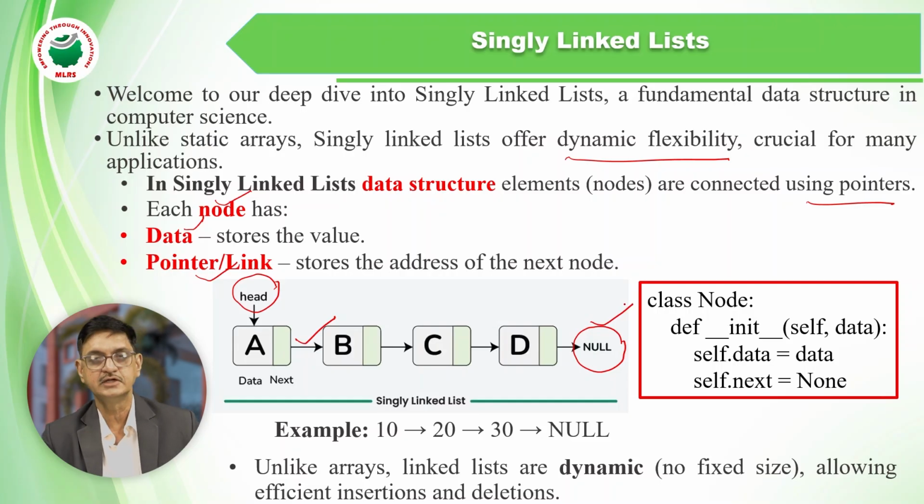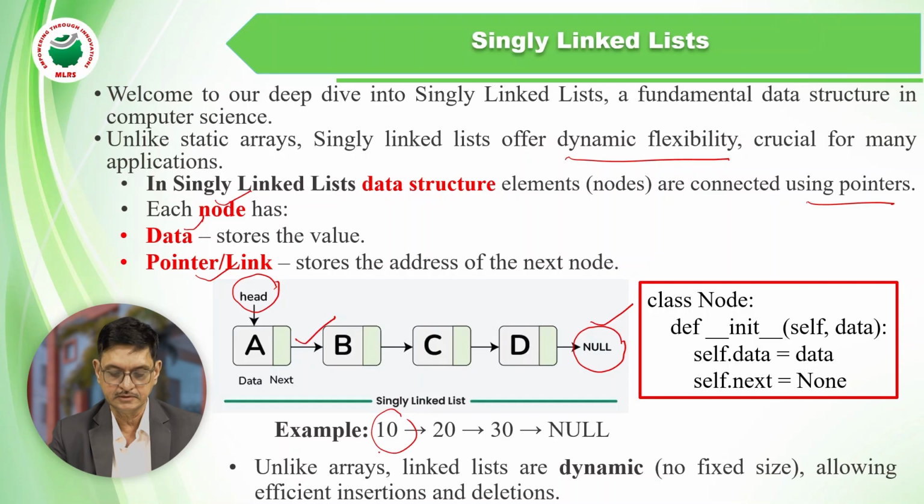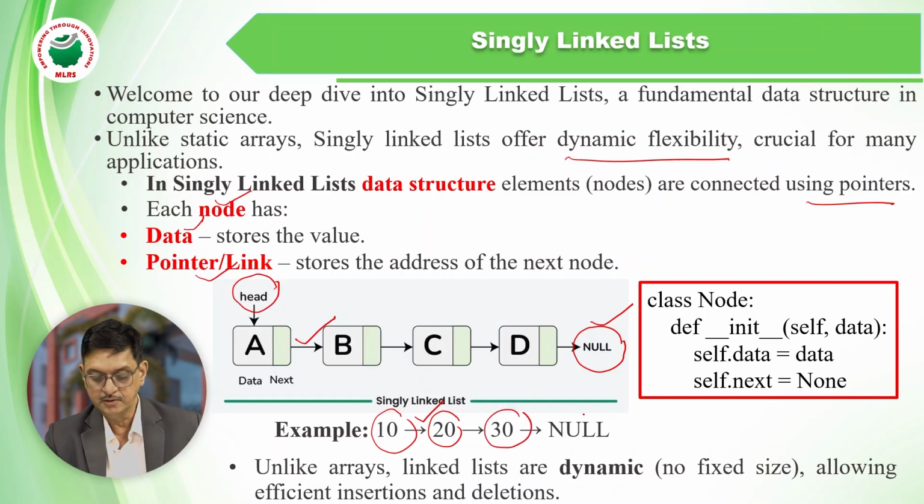For example, we have three data items: 10, 20, 30. The head represents the address of the data item 10, and the node 10 contains not only the data element but also the address of the data element 20 using this link. Finally, the last node 30 contains data plus a null value to represent the termination condition. Unlike arrays, linked lists are dynamic with no fixed size, allowing efficient insertion and deletion operations whenever necessary as per the requirement of the applications.